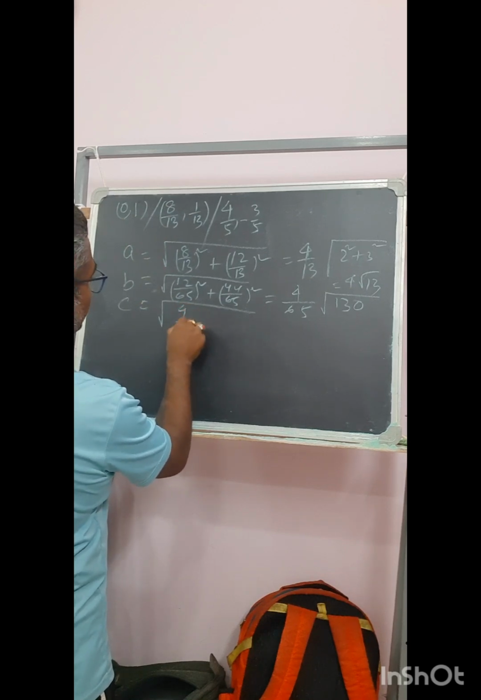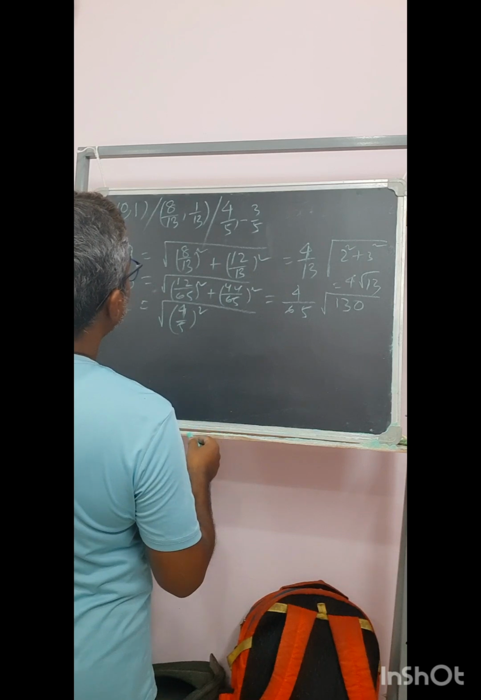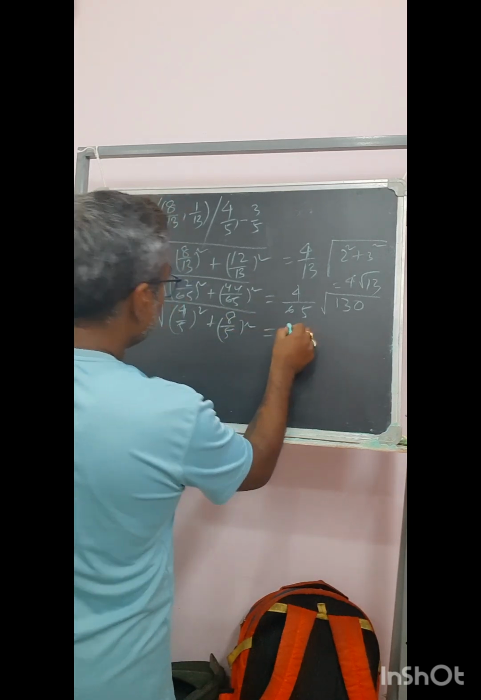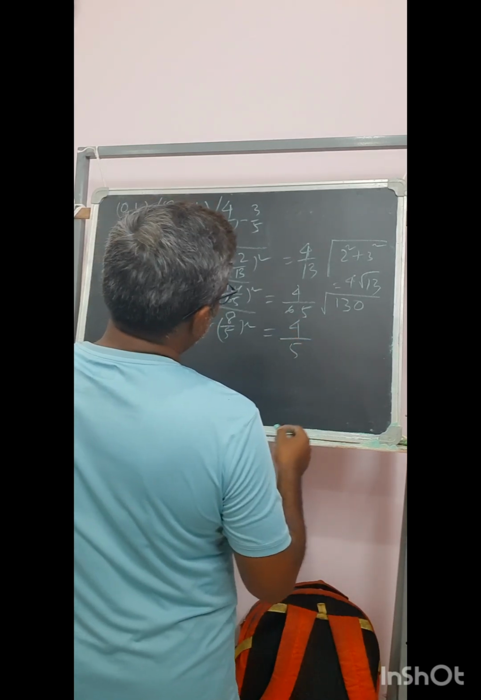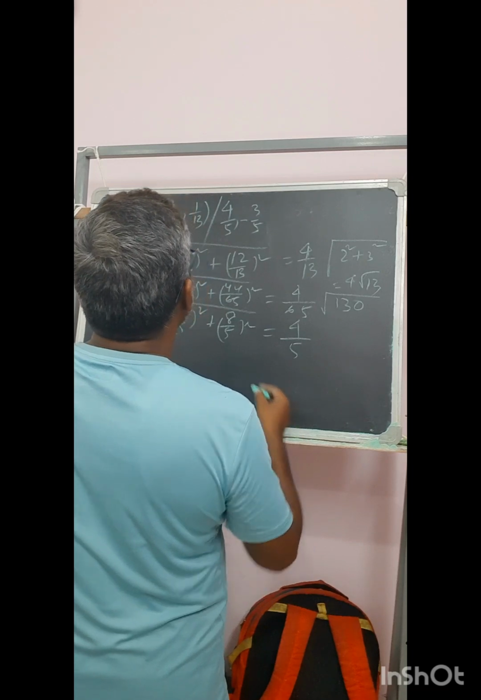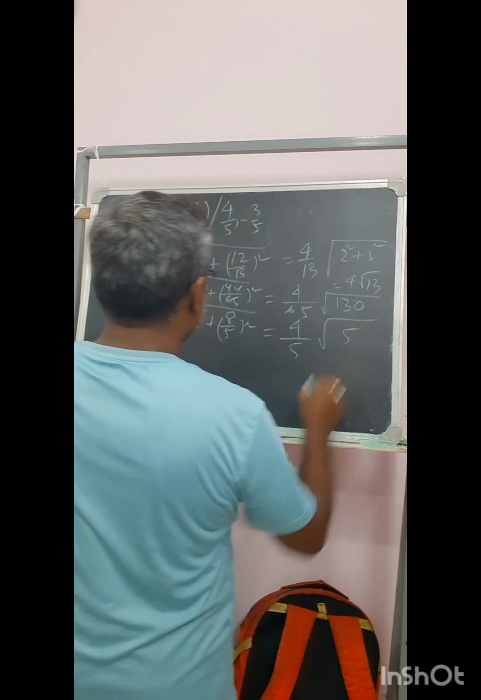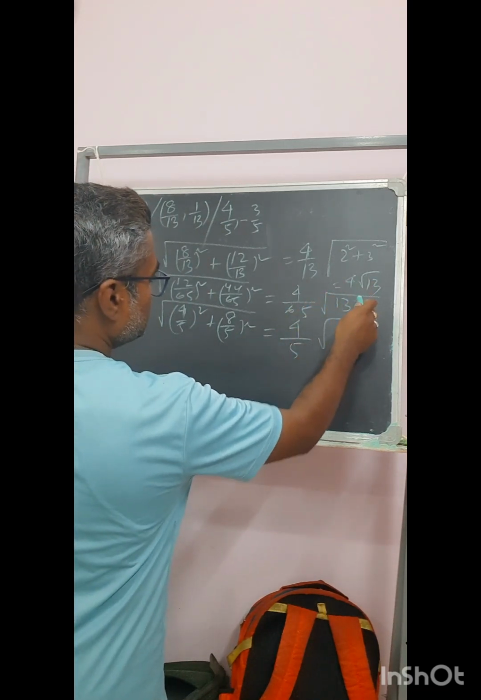And C is equal to the square root of this and this, that means 4 by 5 whole square, and this and this is equal to 8 by 5 whole square. So 4 will come out from here, 5 will come out from here, 2 square plus 1 square, which is equal to root 5. So this will be the 3 lengths.